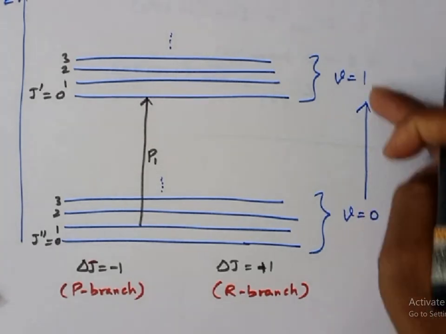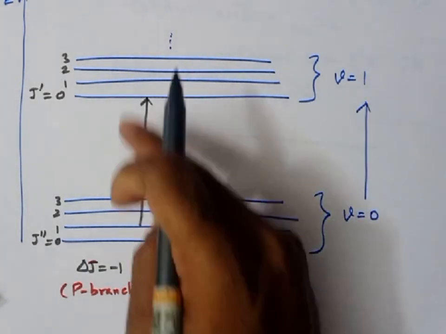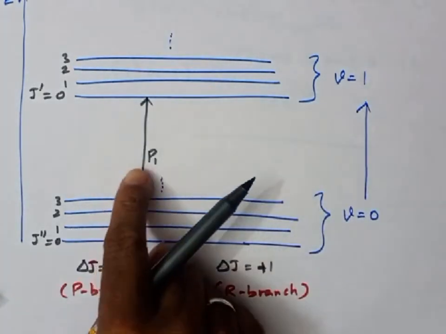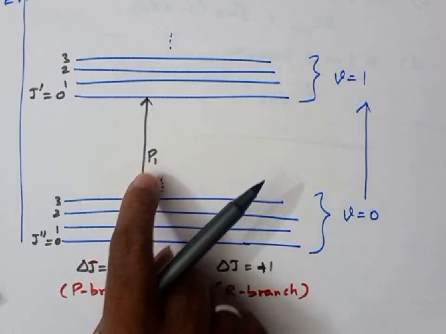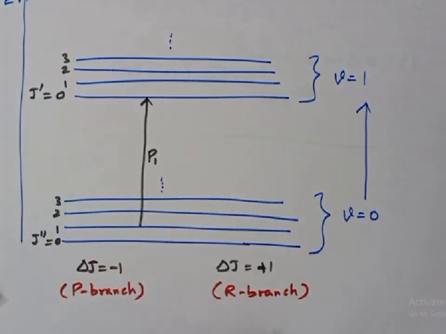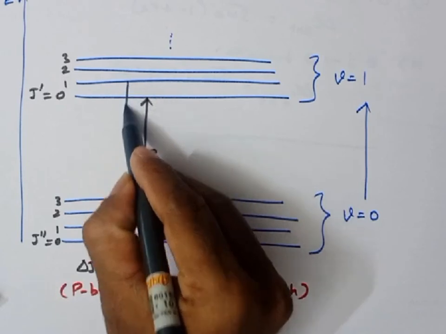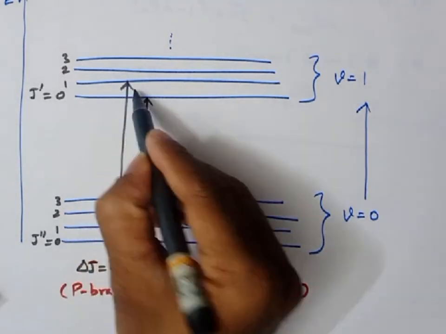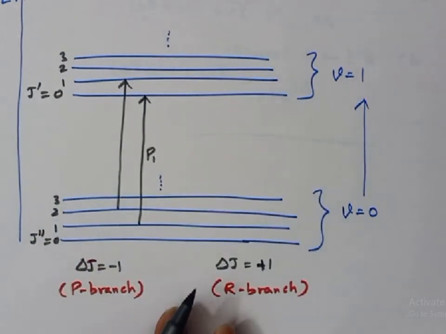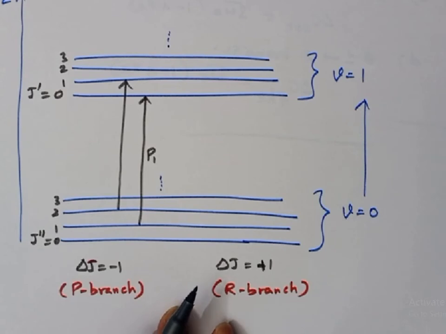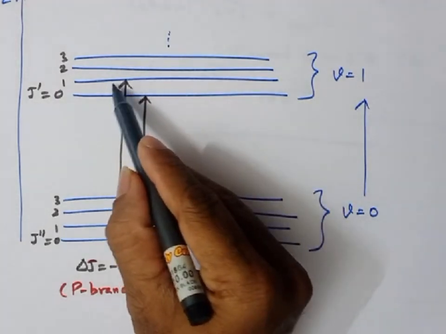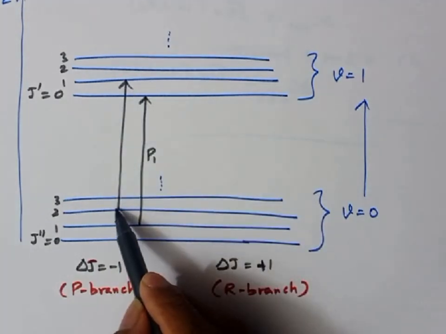So during this vibrational transition, many rotational transitions occur. This is one rotational transition, with the selection rule delta J equals minus 1. Now students, observe carefully. What is the delta J for this? Plus 1, minus 1. Correct. Final state is 1, initial state is 2.